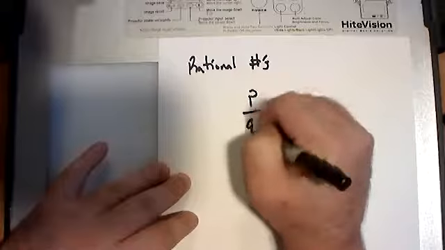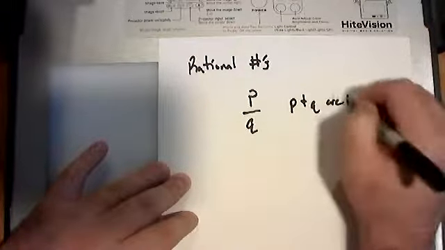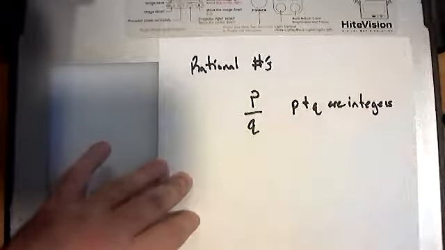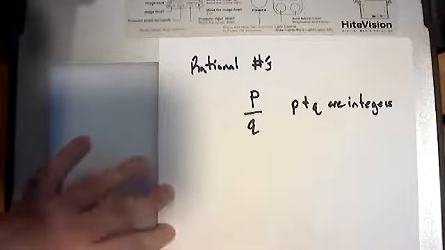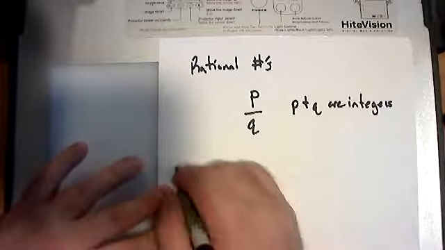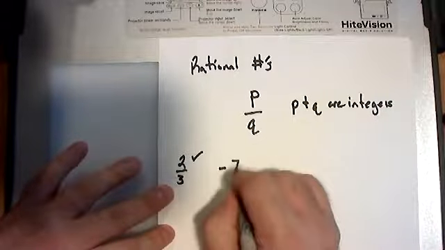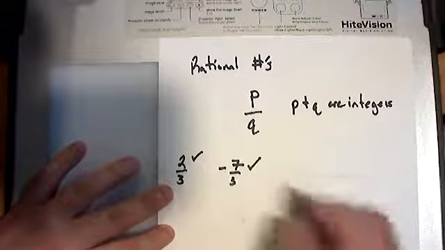Rational numbers are P over Q, where P and Q are integers. That's "and," not "plus." Again, same definition I wrote down on the other page. So we said normal fractions are rational, right? Like 2/3, that's a normal fraction, that's rational. -7/3, that's rational. Negative numbers are integers, no problem.